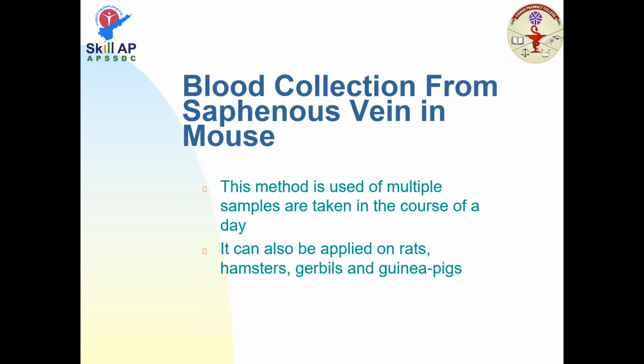Blood collection from the saphenous vein in mouse. The saphenous vein is in the thigh. This method is used if multiple samples are taken in the course of a day. If you want n number of samples, we follow this procedure, and we also follow the retroorbital method if we need n number of blood collection samples.